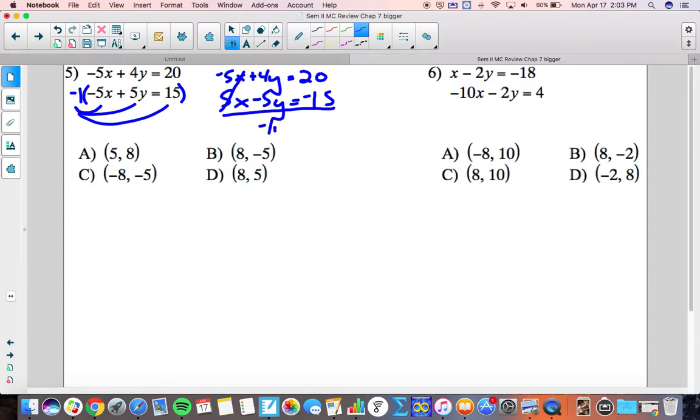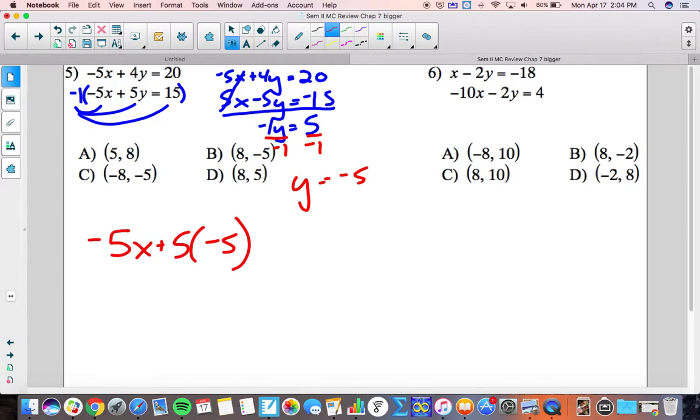Now we have -1y equals positive 5. So if we divide by -1, y equals -5. So that looks like B and C have options where y is -5. So now we go to either one of the two original typed in equations. Either this top one right here or the bottom one right there. I'm going to choose the bottom one. So -5x plus 5 times -5, I substituted in -5 for y, equals 15.